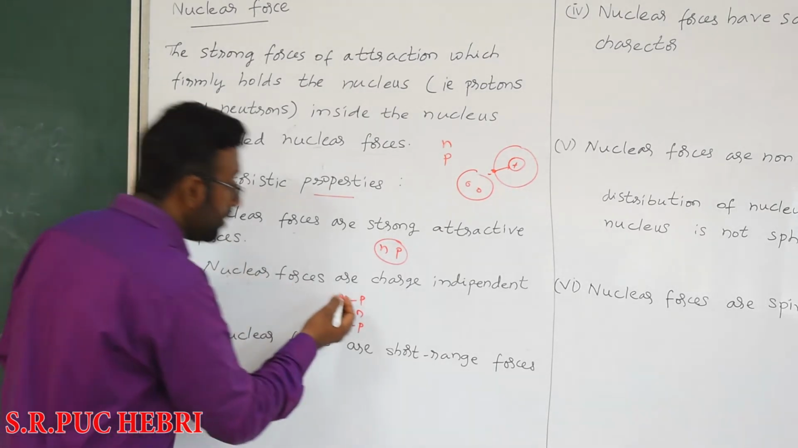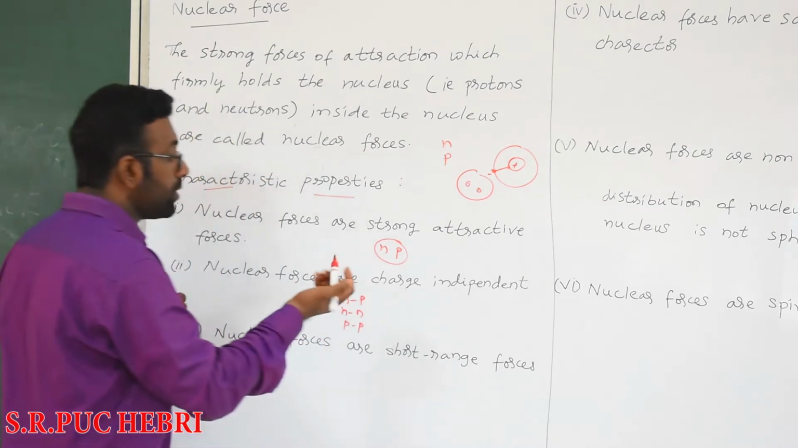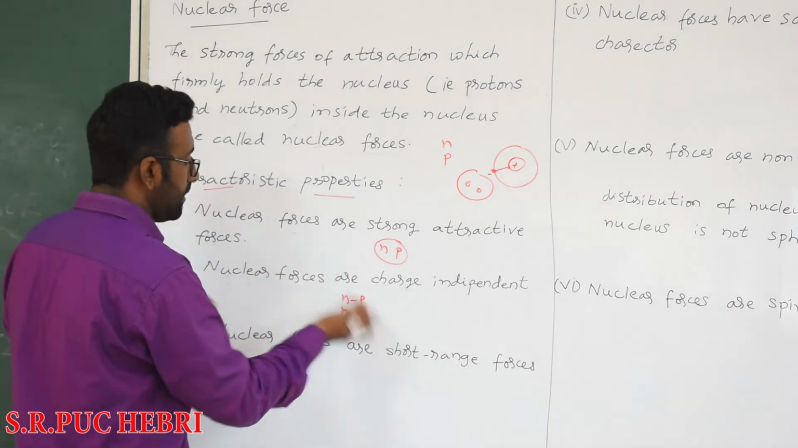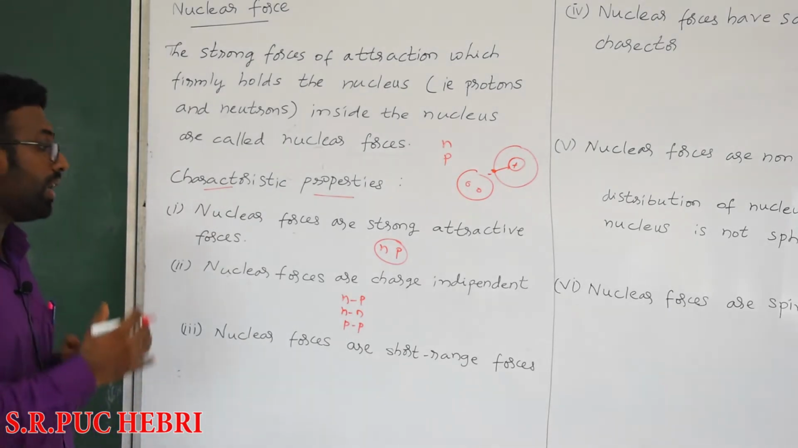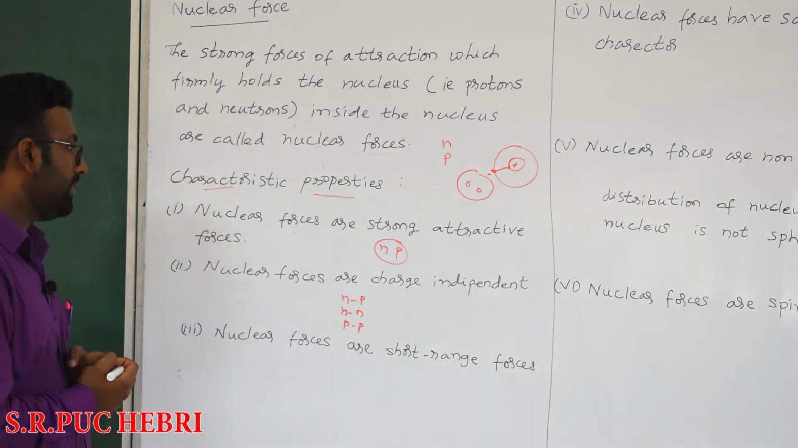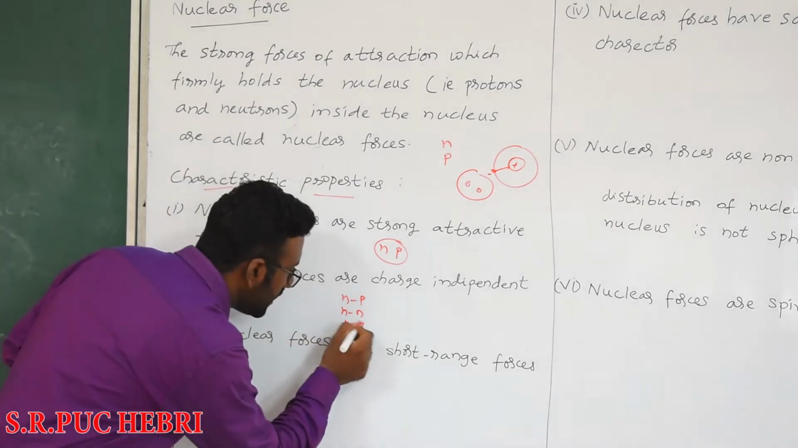Otherwise we could say that the force of attraction between neutron and proton is stronger than the force of attraction between neutron and neutron, like that. It cannot be like that. They all have the same magnitude of force of attraction, or we can say that here it is repulsion for the proton and proton.